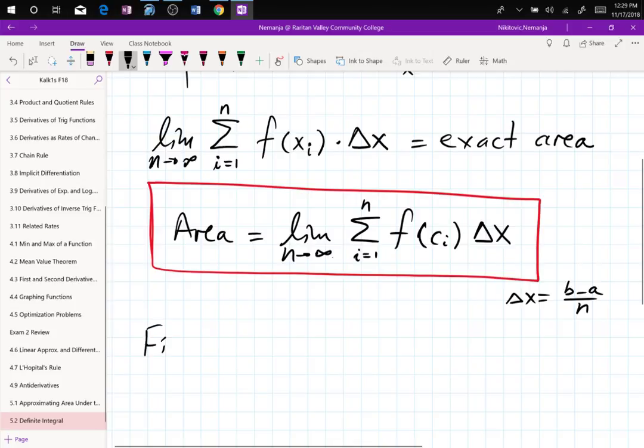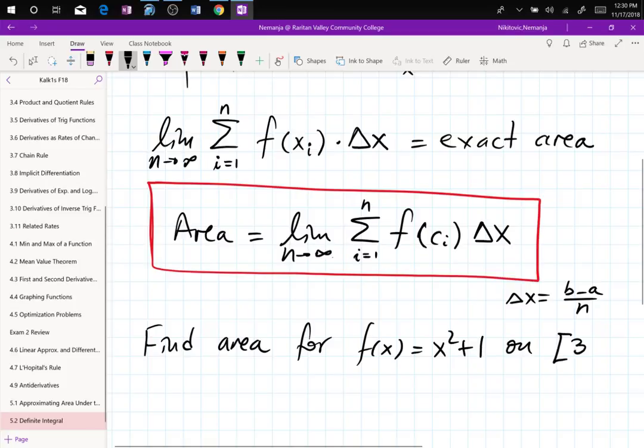So find area for f of x equal x squared plus 1 on the interval 3 to 6.